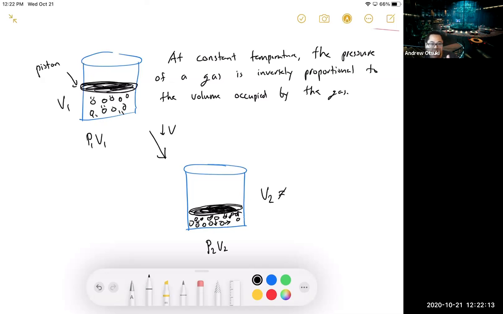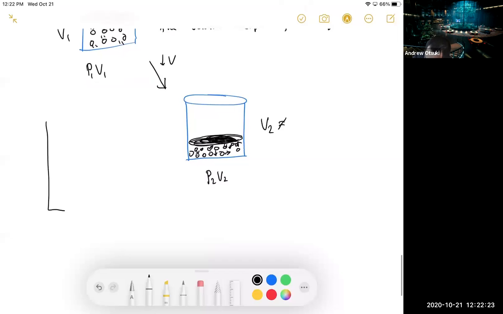On figure 4.20, there is a good schematic of how we measure this. The relationship here is we have a graph. Here's my pressure, here's my volume, and we say they are inversely proportional. As my volume increases, my pressure goes down, as I see from this graph. As I increase my volume, my pressure decreases. So that is Boyle's law.